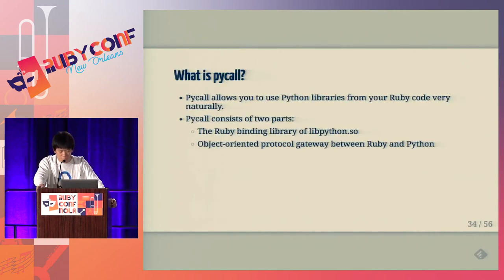So what is PyCall? Using PyCall, you can use Python libraries from your Ruby code very naturally. PyCall consists of two parts. The one part is the Ruby binding library of libpython.so. It is the core of Python interpreter. Another part is the gateway between Ruby and Python to translate their object systems. By the first part, PyCall provides us access to the functions of Python interpreter. And by the second part, PyCall realizes the natural feeling for us Rubyists in the use of Python functions.